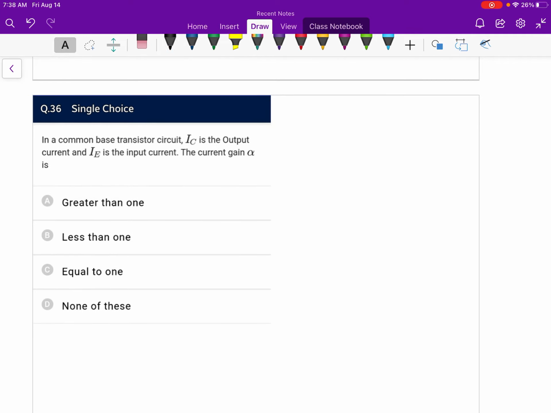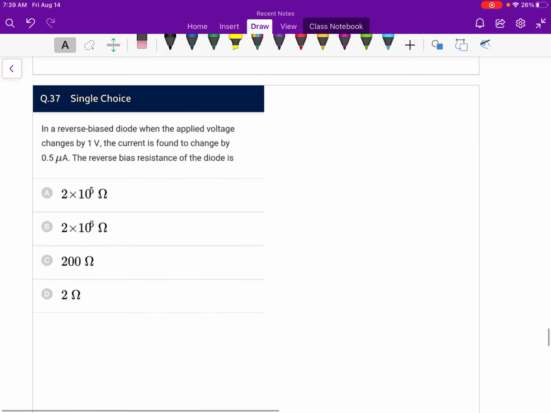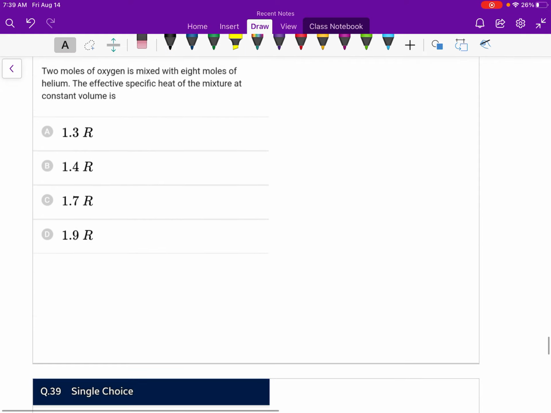In a common base transistor, IC is the output current, IE is the input current, the current gain alpha is... So alpha is IC upon IE, which is slightly lesser than 1. So less than 1, B is the correct option. In a reverse bias diode, when the applied voltage is changed by this, the current is found to change by this. Find the reverse bias resistance. So R is delta V upon delta I. So straightforward calculation we can calculate.